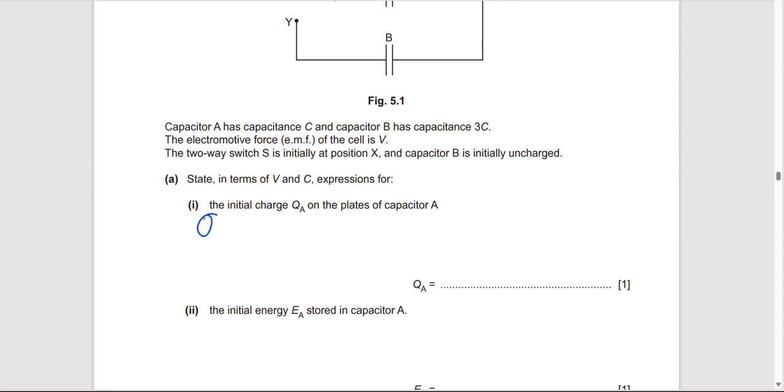So we know the formula for charge is CV, right? So for QA, the capacitance is C and the voltage is V. The electromotive force is V. So just write CV.